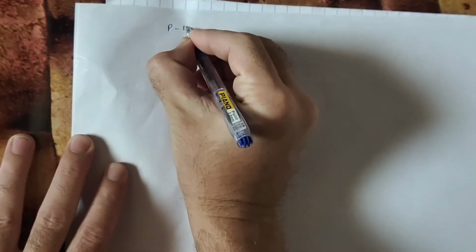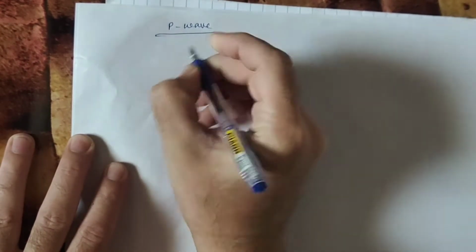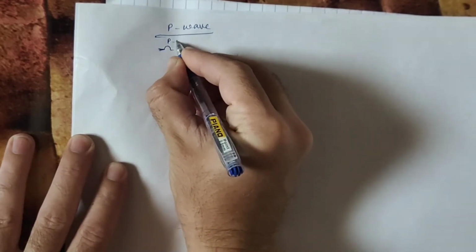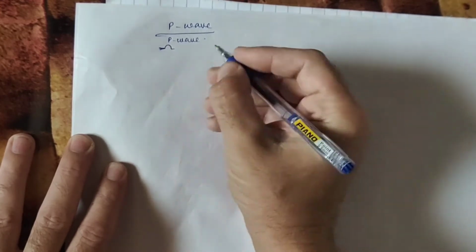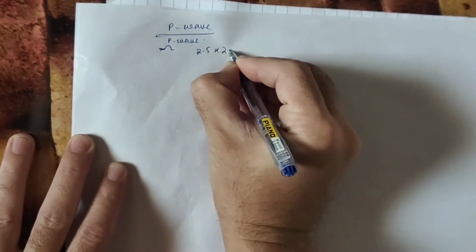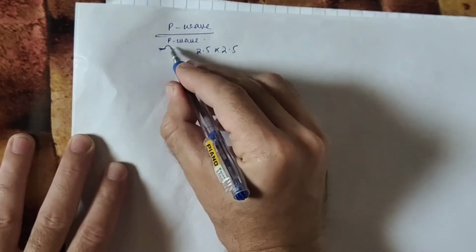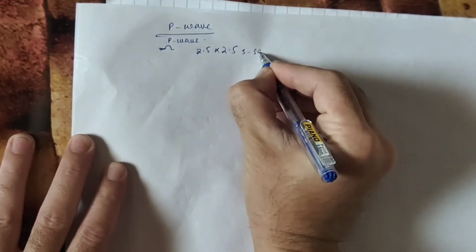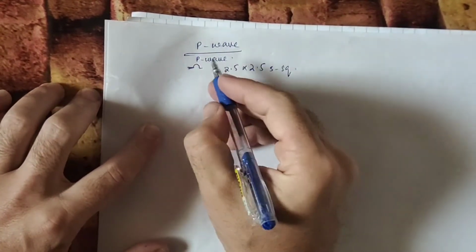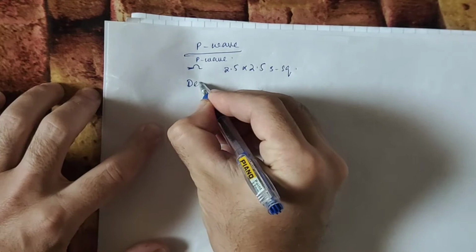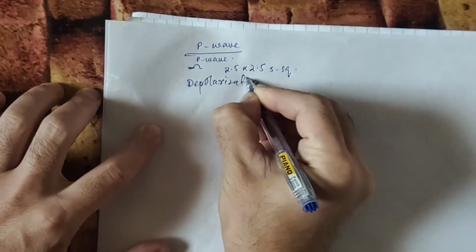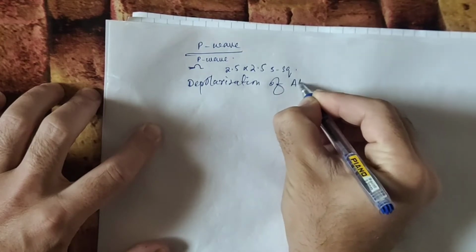Start with the P-wave. The P-wave is the first wave formed in the ECG. Its normal height and width is 2.5 small squares. The P-wave is formed due to depolarization of the atria.